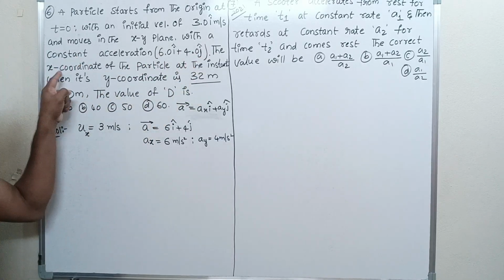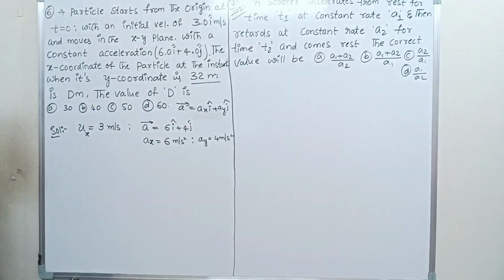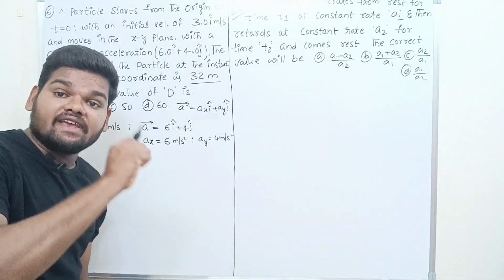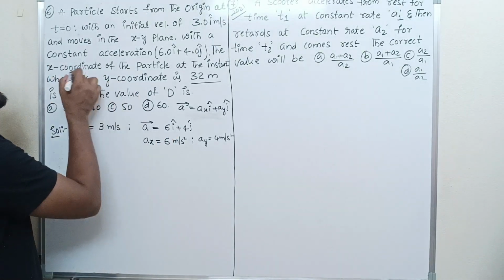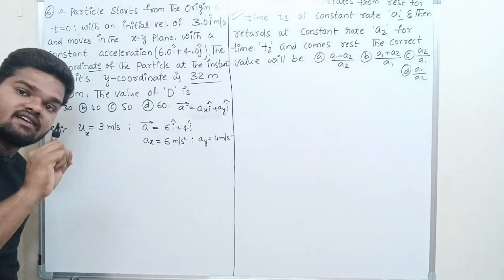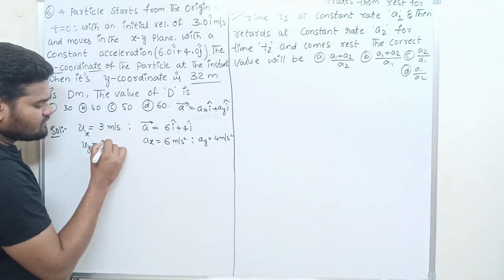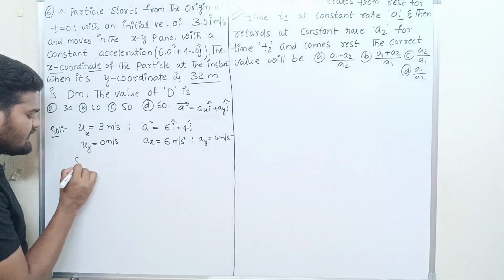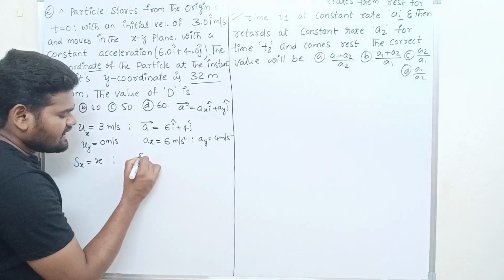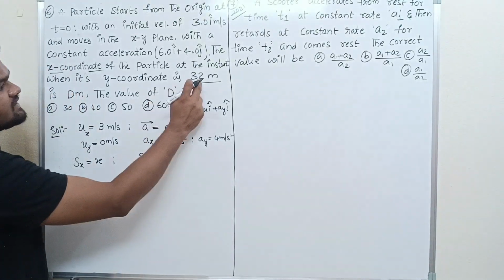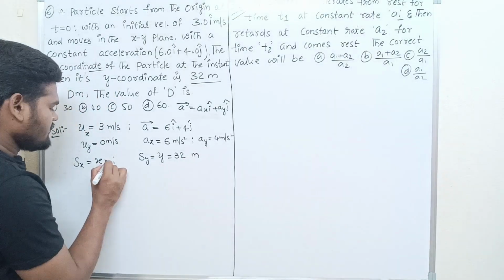What are they asking? The x coordinate of the particle at the instant when its y coordinate is 32 meters. So whenever the y coordinate of the particle is 32 meters, at that instant, we have to find the x coordinate. Are you getting? Right. So have a look. Initial velocity along y direction is not given, that is 0 meter per second. So we have to find the x coordinate. Sy is equal to 32 meters, given. x meters we have to find.